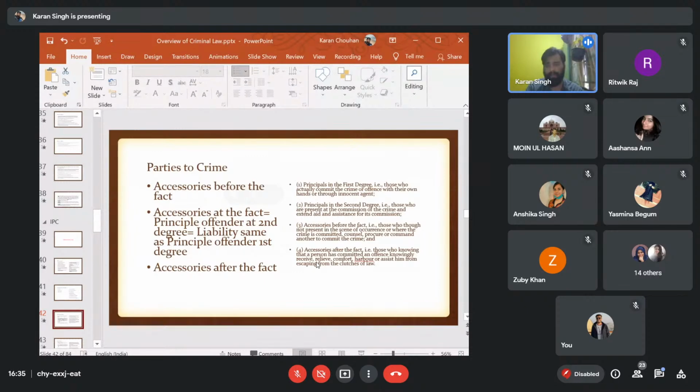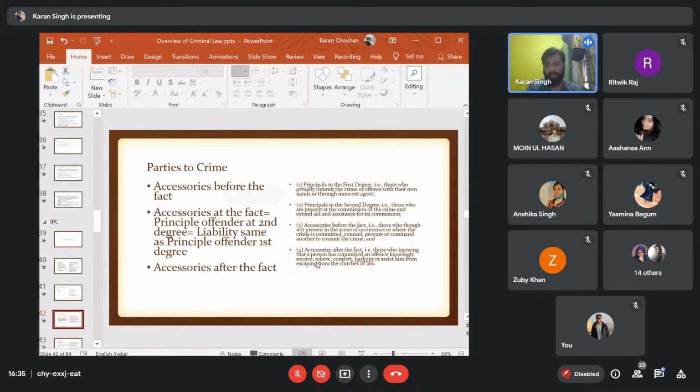So this is for general purpose. You will not find these definitions in IPC, but it is for your own understanding. What you will find in IPC is abatement. It's provided in the law itself.